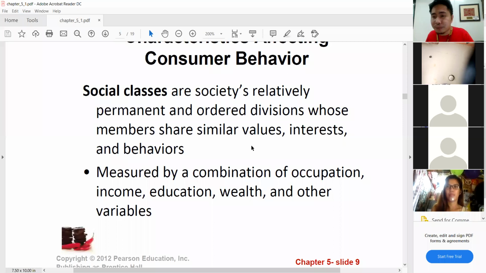Okay, social classes. It's measured by a combination of occupation, income, education, wealth, and other variables. So we consider these important things when we buy because our education will give us a guide on what to buy according to our educational status. So wealth, if we're wealthy, we can buy something like this. When we have this income, the higher the consumption. And that's a reality.